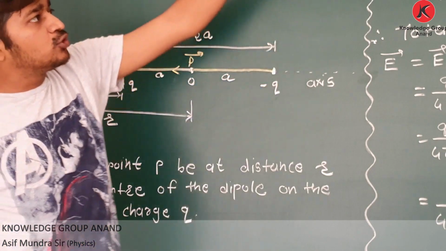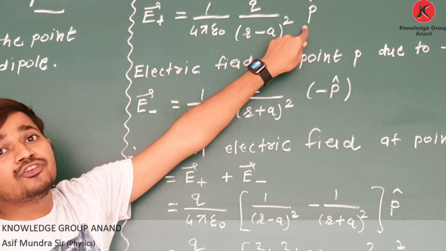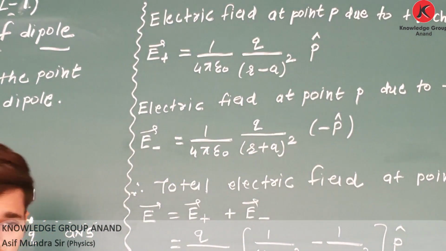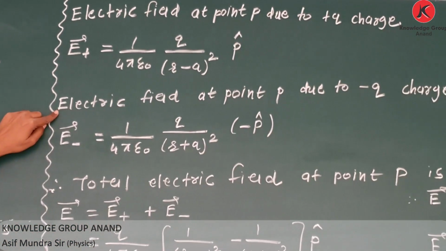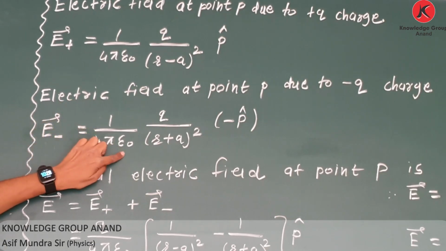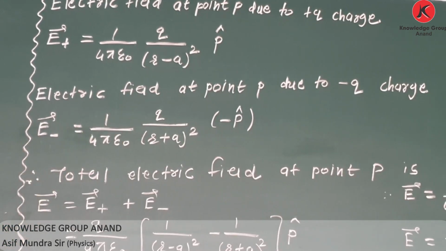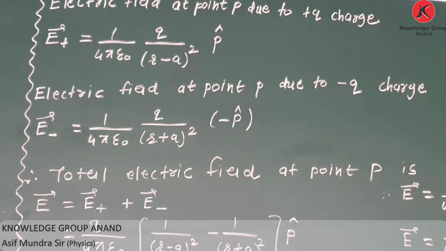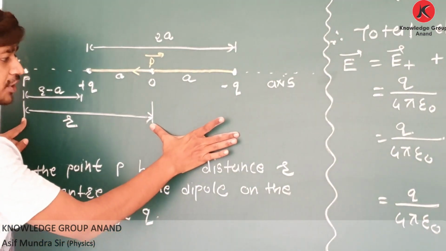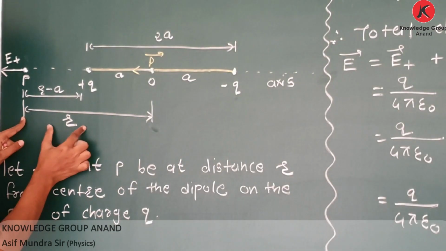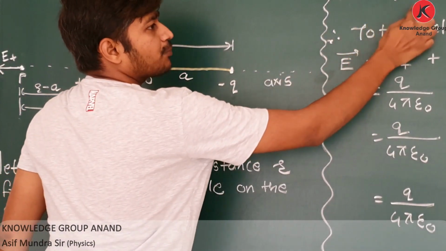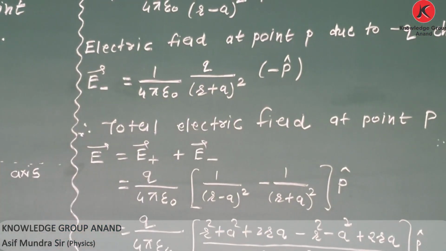So here you have to write p caret, which is the unit vector in the direction of the electric dipole moment. Clear? Similarly, the electric field at point P due to the minus q charge, E minus, is 1 upon 4 pi epsilon 0 q upon the distance squared. See in the figure: the total distance is r and this distance is a. So what is the total distance between minus q and P? It is r plus a. So 1 upon 4 pi epsilon 0 q upon r plus a whole square.